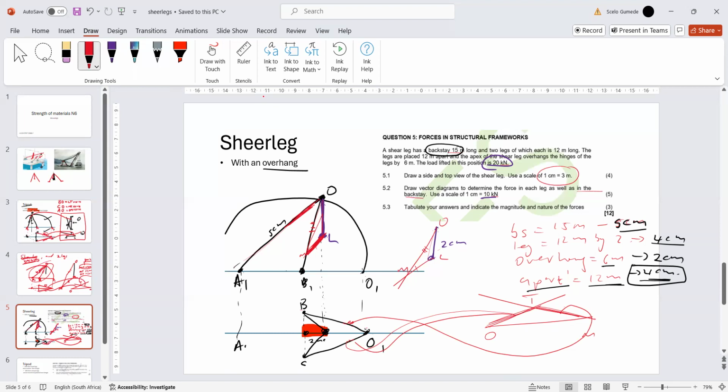So where's the backstay? The backstay is this one here, which is parallel to this one, LM. So the value of LM times scale is going to give me the backstay. Even here, I multiply this length by scale, multiply this length by scale. That's how I work out these values, guys.